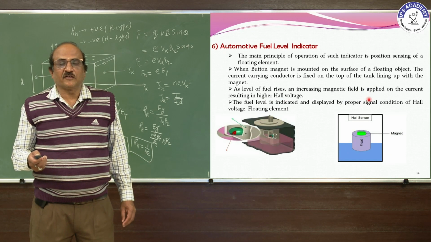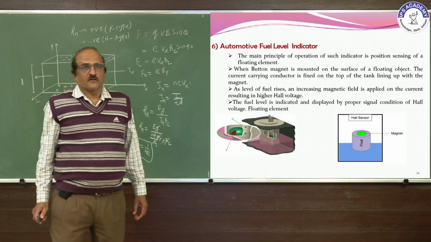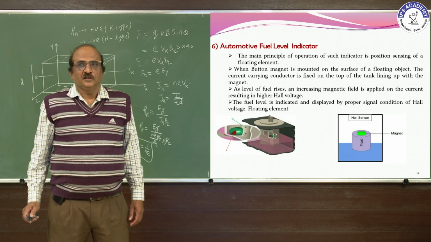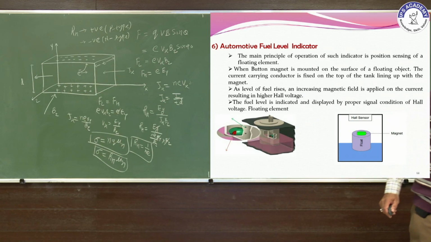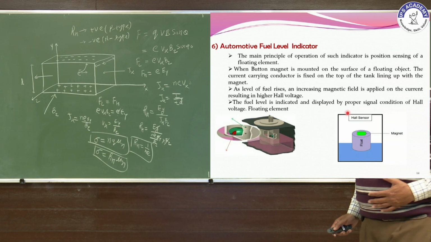Automatic fuel level indicator. In many vehicles, you can see the float in this diagram. There is a small piece of magnet placed on this float, and the Hall sensor is on the upward side. As the fuel level rises, the distance between the Hall sensor and the magnet reduces. This gives the signal to the Hall sensor, and the digital display on the vehicle's odometer.